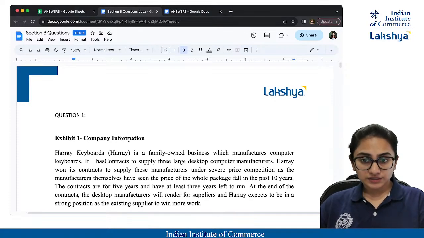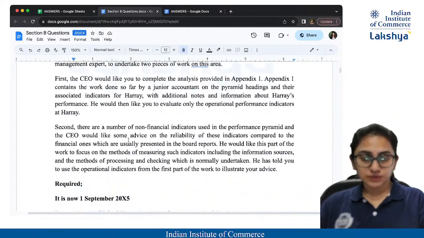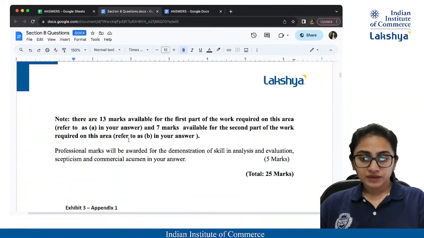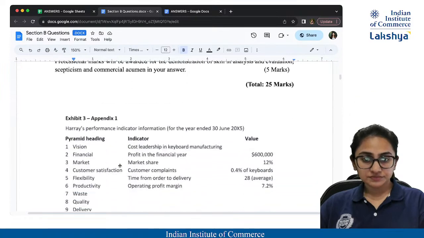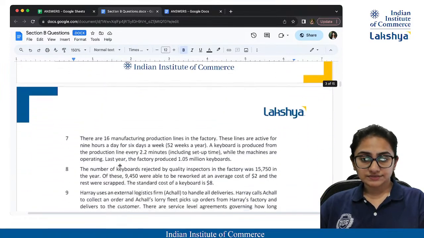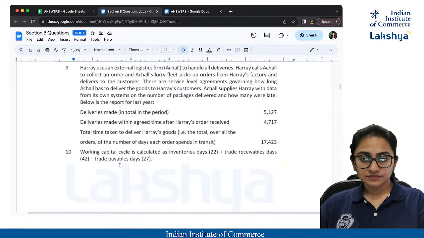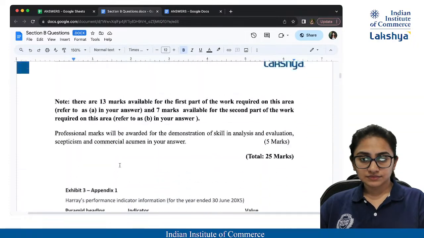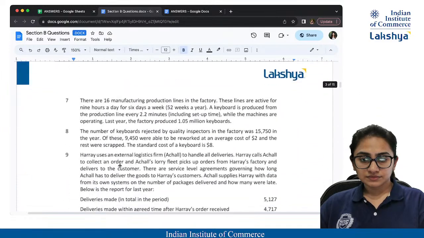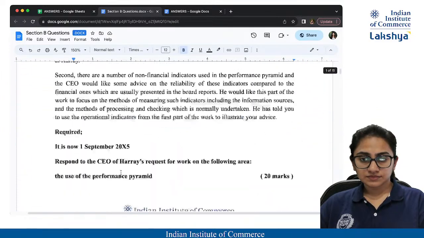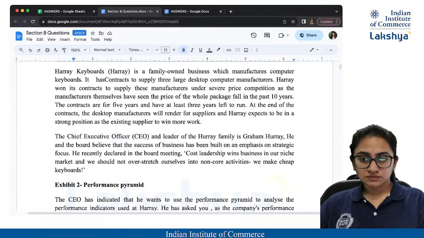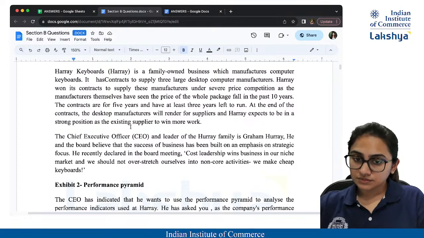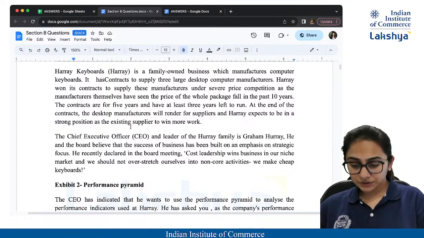This is the Question 1 that we are having. Please go through the question. This is the requirement and 5 marks are professional, and this is the appendix. So I'll just give you time to go through the question. And we are going to start with the question shortly.